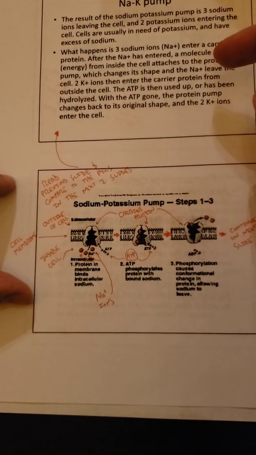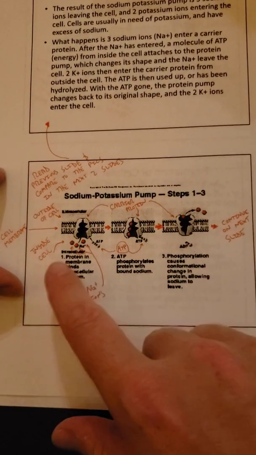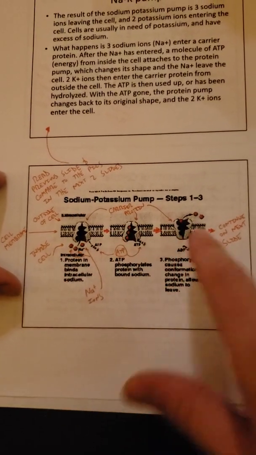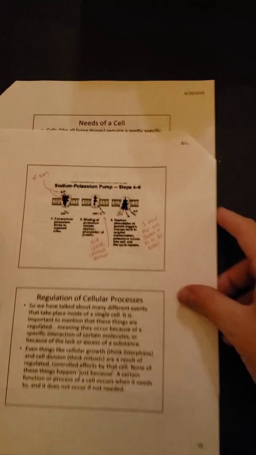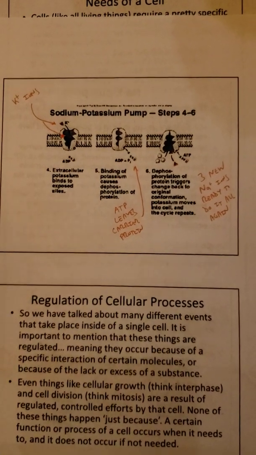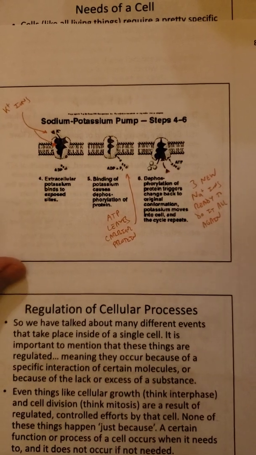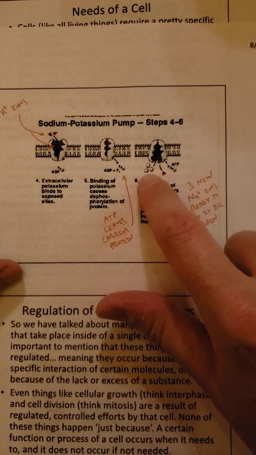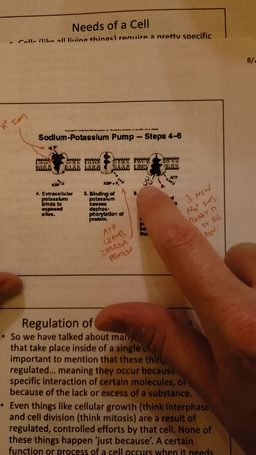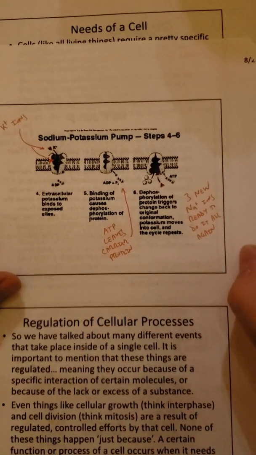But again, if you read this part, this description should make sense as to where the sodiums are going, why the carrier protein changes shape, and so on and so forth. And then this is the second half of that description you read on the previous slide, except now we have potassium ions entering the carrier protein. And then we'll have 3 new sodium ions, I forgot to color those red, going to enter that carrier protein, and we're going to do it all again.